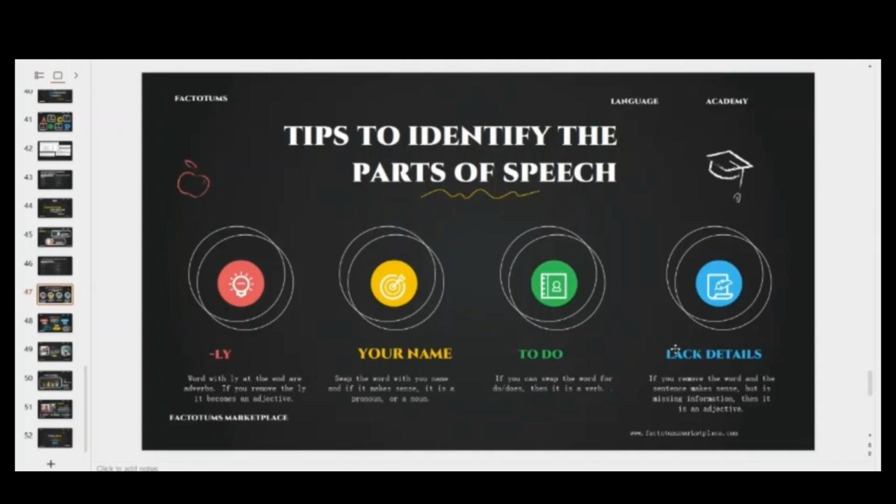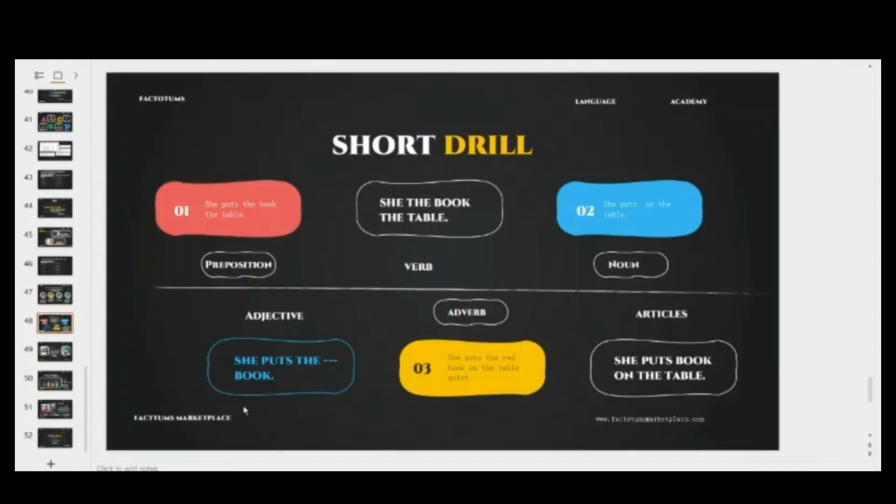And let's say in a sentence, if you remove one word but the sentence doesn't make sense, like it's missing information, then the word is normally an adjective. Yes, because adjectives give you information about the noun. Because it modifies the noun. So if you take it out and the sentence doesn't make sense, then it's an adjective. Very good.